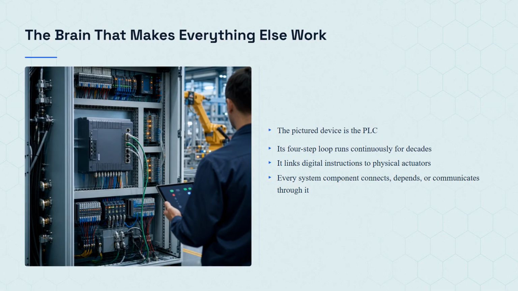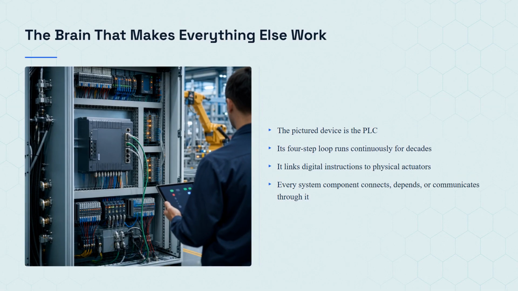That device you pictured at the start is the PLC. No screen, no keyboard, just the same four-step loop running for decades. It is the brain connecting digital instructions from operators and engineers to the physical actuators doing the work. Every other component you study in this section connects to it, depends on it, or communicates through it.